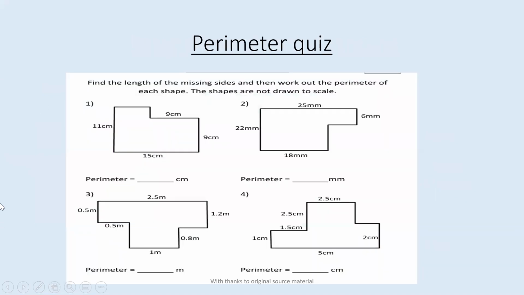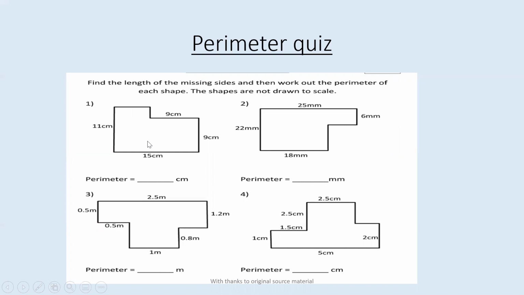We're going to get you to do a perimeter quiz in which we want you to find the length of the missing sides and then work out the complete perimeter of each shape. Find the missing lengths in each shape, and then add them together with the lengths that you have to work out the complete perimeter. If you're trying to work out how many lengths you need to add together, look at how many sides you have, and that will tell you how many measurements you're going to need altogether.